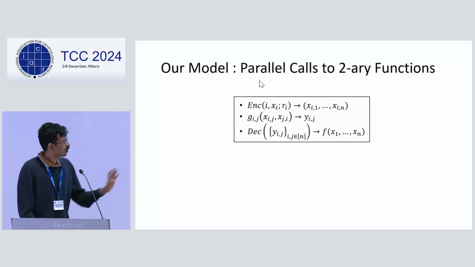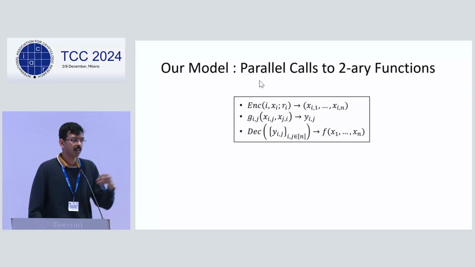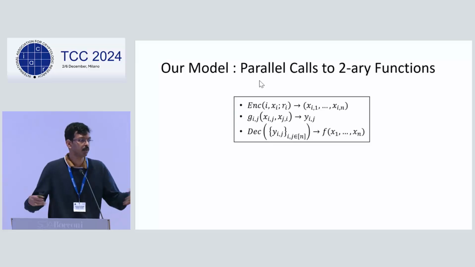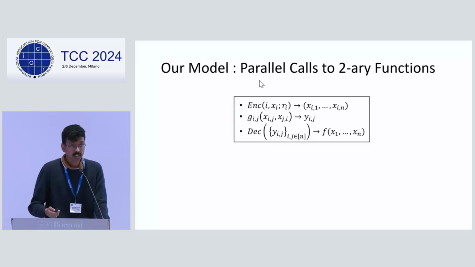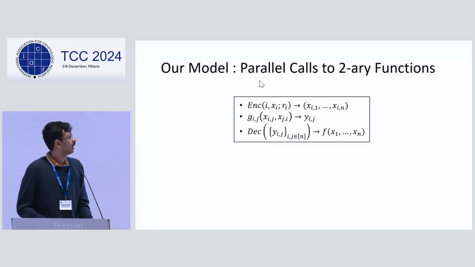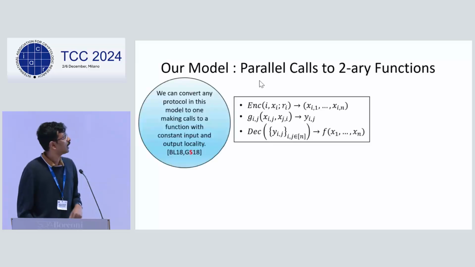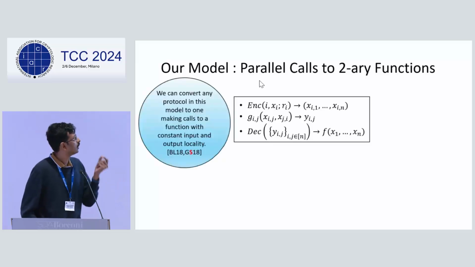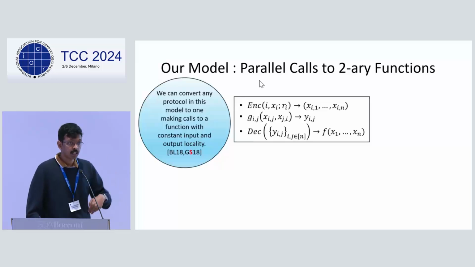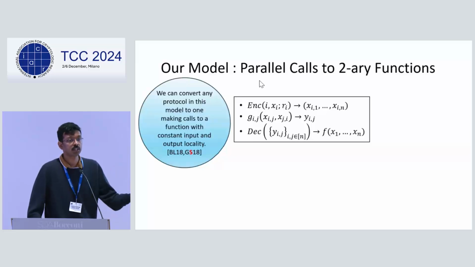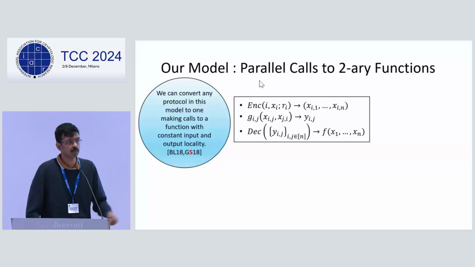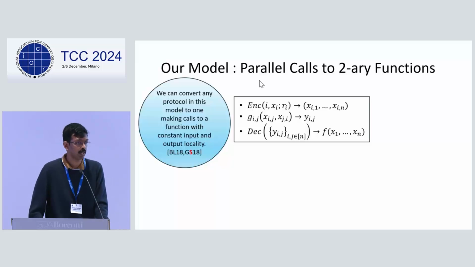So it's not too hard to see that one-array functions are very restricted. You cannot compute even a non-trivial class of functions. So 2-array is the minimal arity required to compute interesting classes of functions. Another reason, apart from being a very naturally motivated model, is that we can show that any protocol in this model can be converted into one that makes function calls to one which just has constant input as well as output locality. So thereby answering the question that we wanted to answer in the first place.